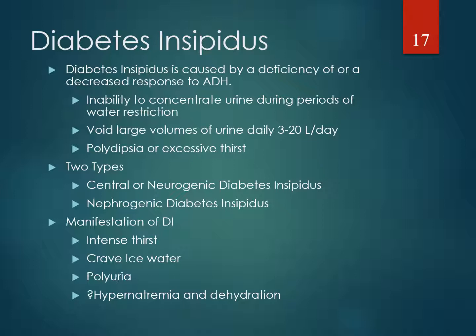So, diabetes insipidus is caused by a deficiency or a decreased response to ADH, with inability to concentrate urine during periods of water restriction. They have large volumes of urine daily.